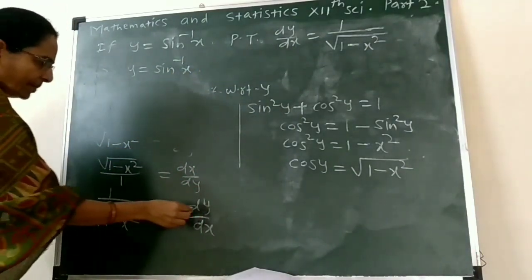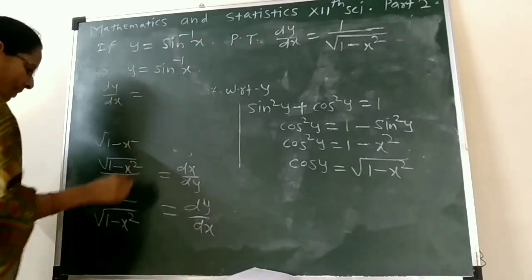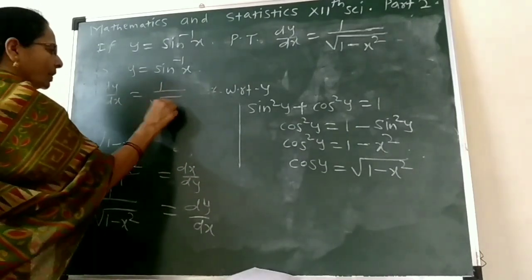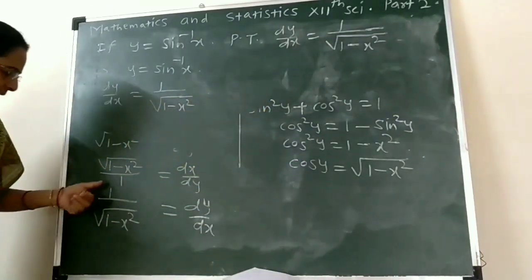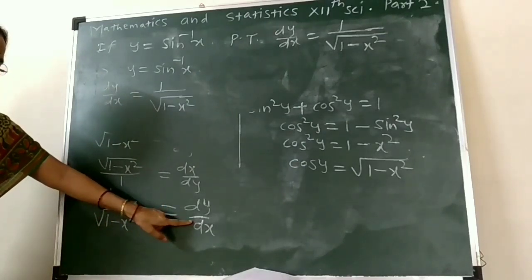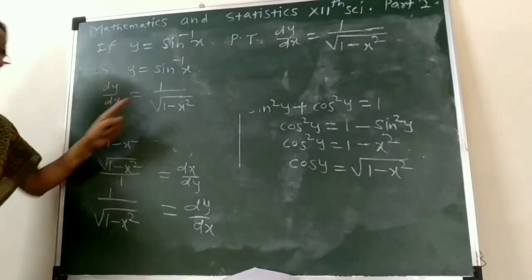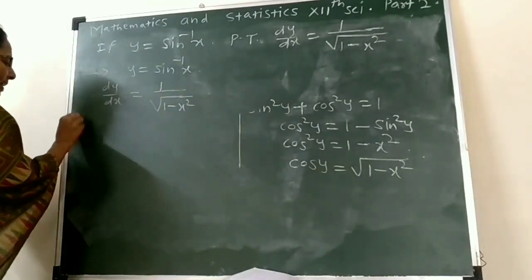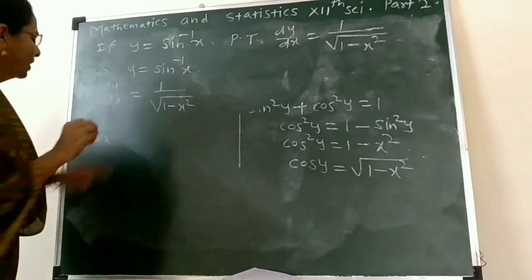Dy by dx is equal to 1 upon root 1 minus x square. So we write this step as dy by dx is equal to 1 upon root 1 minus x square, that is d dx of sin inverse x.